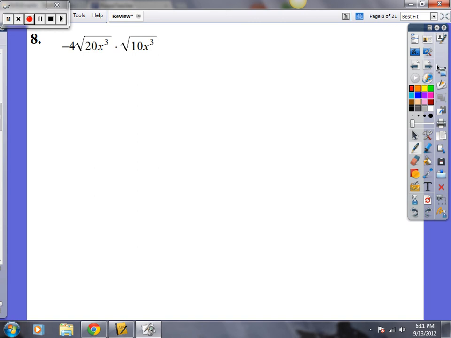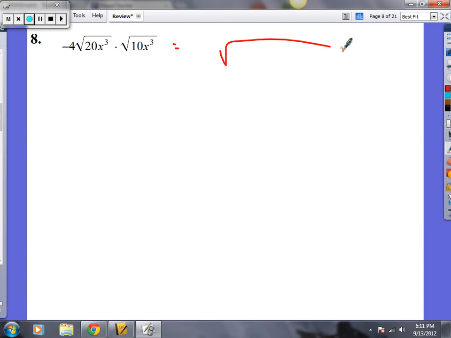Okay, now the trick on 8, if it's a multiplication problem, go ahead and multiply those both together first and write them all under one radical. So the outside, the coefficient's -4, and that's just an invisible 1, so times those together and you're going to have a -4. Underneath, 20 times 10 is going to be 200, and x cubed times x cubed is going to be x to the 3 plus 3, so x to the 6.